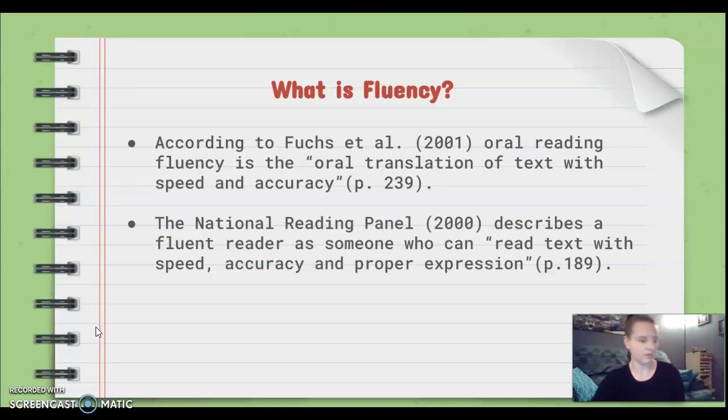So what is fluency? Fluency, as we have learned about in our courses, is an important skill to being a reader. It is an essential part of Scarborough's reading rope and combines many different skills together to read a text. As Fuchs et al. remind us, oral reading fluency is the oral translation of text with speed and accuracy. And then we also hear from the National Reading Panel describing a fluent reader as someone who can read text with speed, accuracy, and proper expression. So that is all about what fluency is.